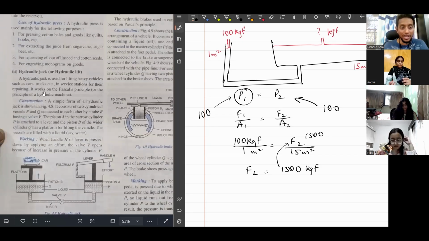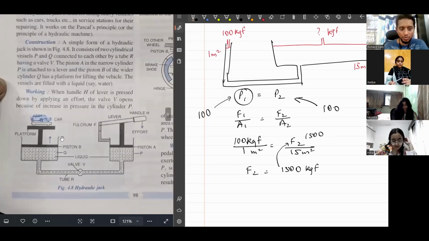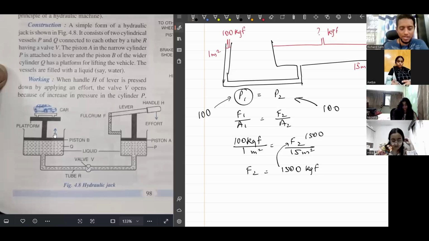Then the hydraulic jack. The hydraulic jack is what I spoke about to lift a car, right? Where the force is applied has a very small area, a smaller piston. But the part where the car is being lifted, there the area is much wider. So it lifts the car.